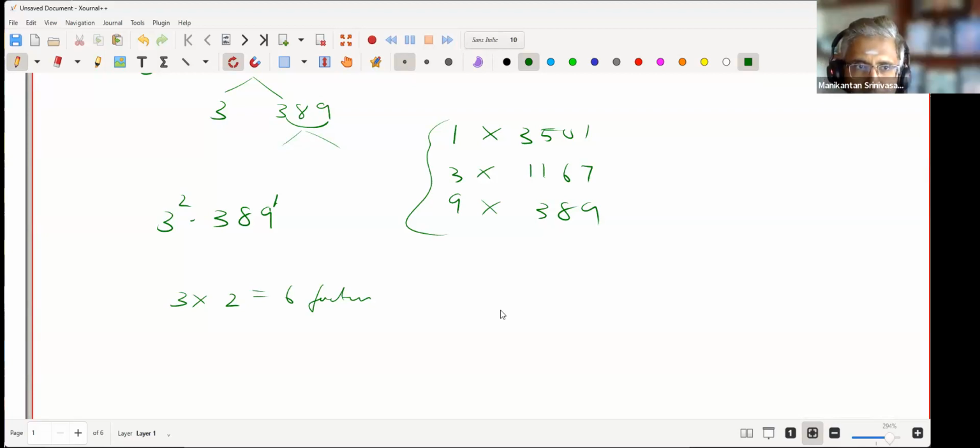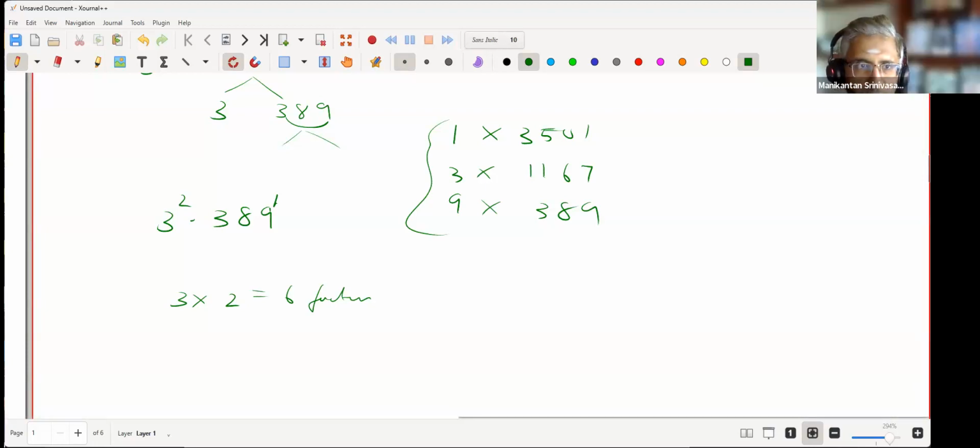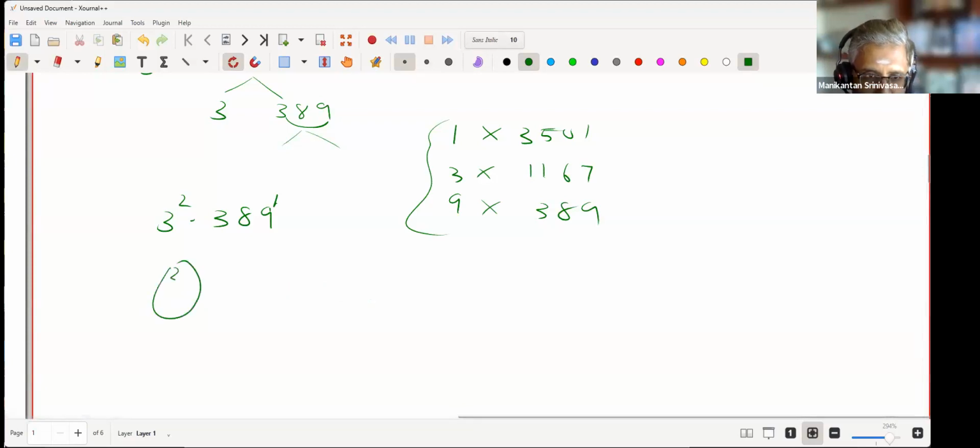Yes, 3 square into 389. I got it. You got it, no? So it's 3 square, and so it's a bag of 3s. 3 is a prime number, and there are 2 of them. You have a bag of 389, and there's only 1 of them.